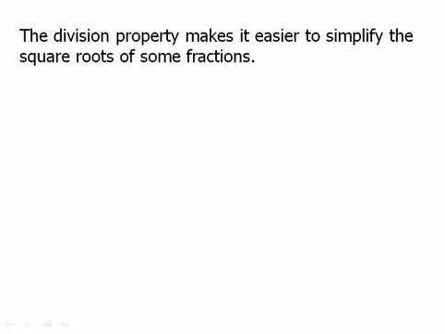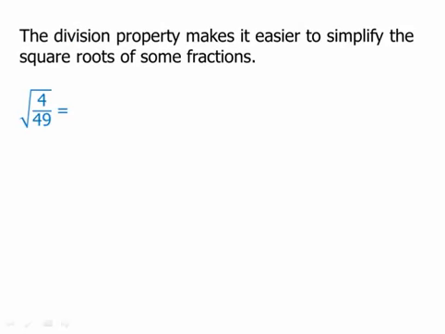The division property makes it easier to simplify the square roots of some fractions. So for example, if we had the square root of 4 over 49, we can just take the square root of each one of those numbers individually, and that equals 2/7.